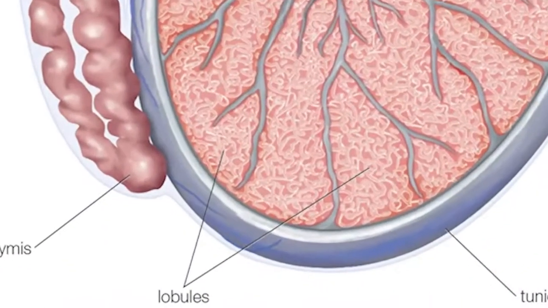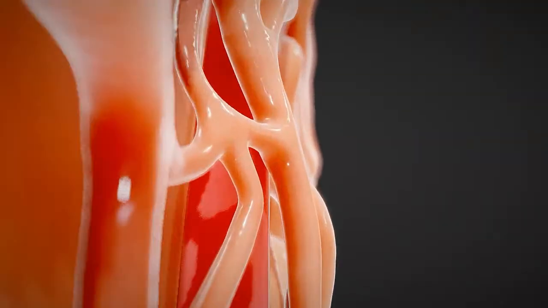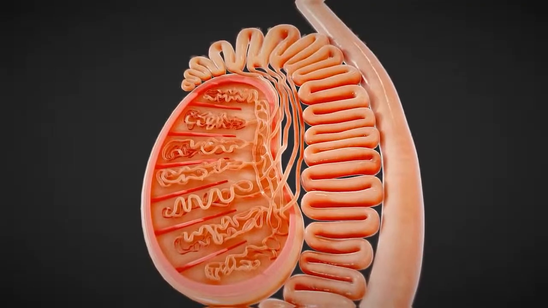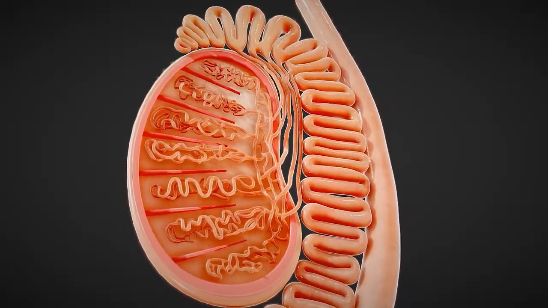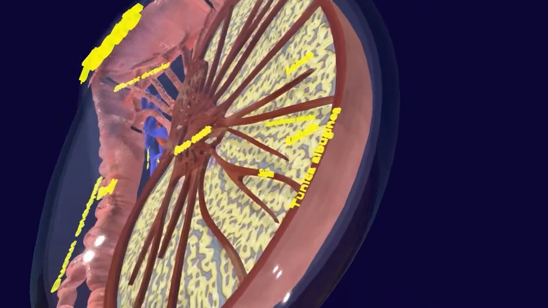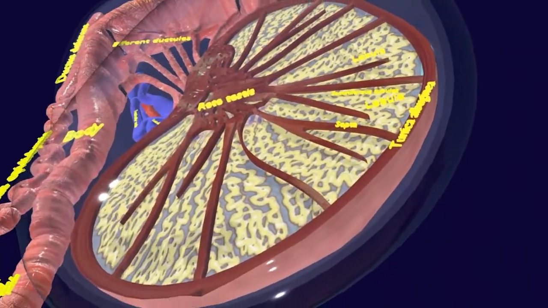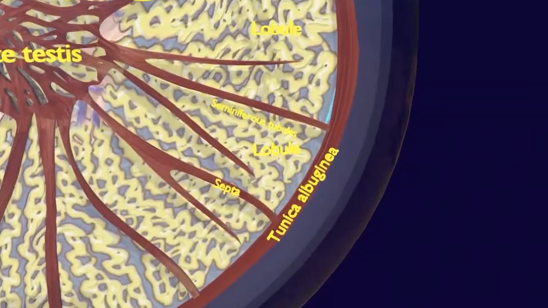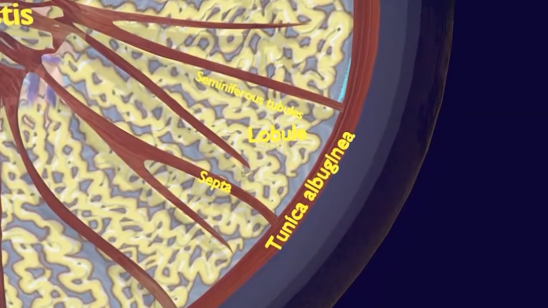Inside the testes are lobules, each containing seminiferous tubules where sperm production occurs. These tubules are surrounded by connective tissue layers like the tunica albuginea and tunica vasculosa, which provide structural support and protection. Internal structures of testes consist of the following parts.